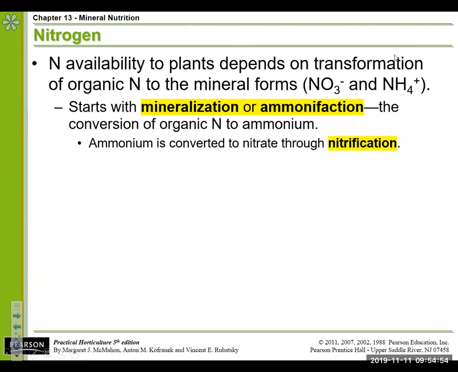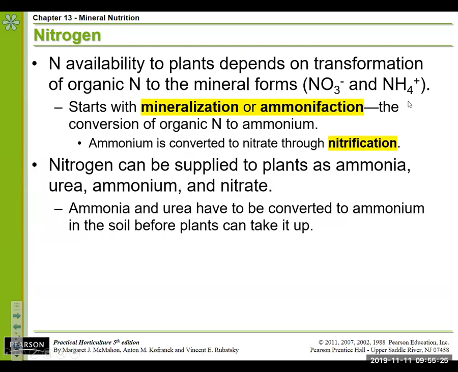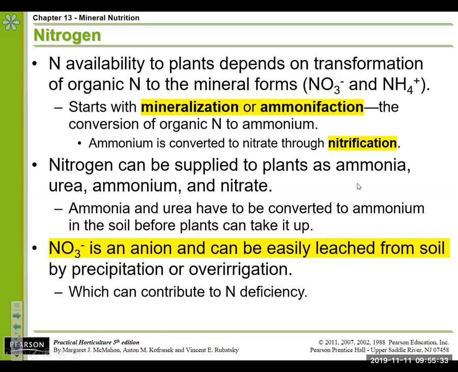The nitrogen availability is going to depend on the transformation of the atmospheric nitrogen into the mineral forms that are actually able to be taken up by the plant. That starts with mineralization or ammonification, which is the conversion of that organic form of the nitrogen into ammonia. And then ammonium is converted to nitrate through nitrification. We can actually supply it in different forms, though, but it still has to be converted in the soil before plants can actually take it up.